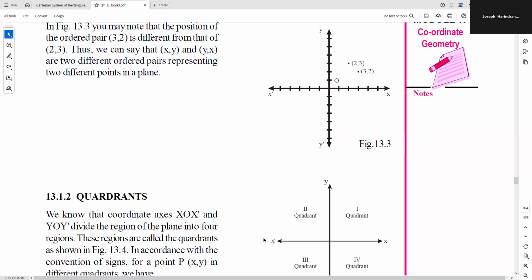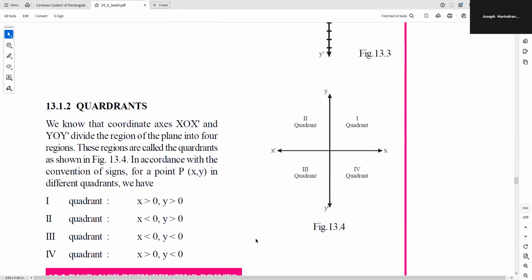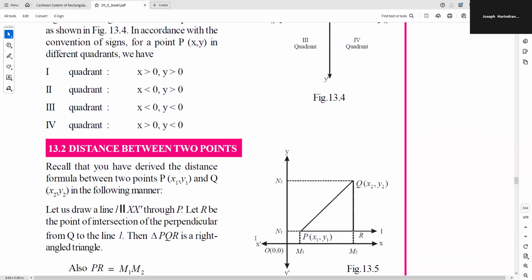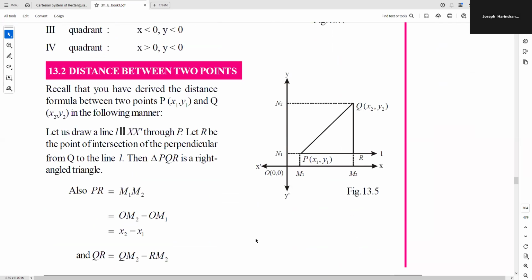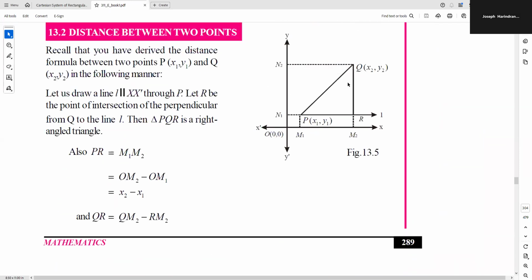We see the 13th chapter. Refer to the 13th chapter of the NIOS study material. We find these two figures, 13.3 and 13.4. We have the quadrants. The first thing we are going to see is the distance formula, the distance between 2 points. Directly we go to the formula. If we denote 2 points, P and Q, let us say the coordinates of P are x1, y1, and the coordinates of Q are x2, y2.